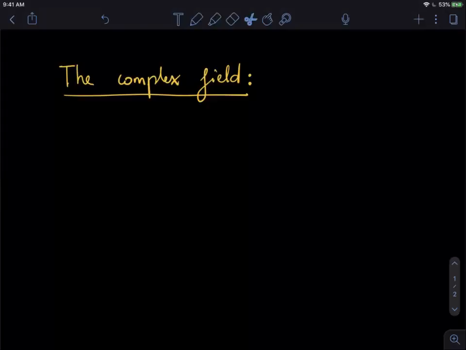We are going to discuss in this video the complex field. So let's remember what a complex number is. Here we are going to see complex numbers in a slightly different way from what we may be used to. Basically, they are always a pair (a, b), where a and b are real numbers, and that's it.